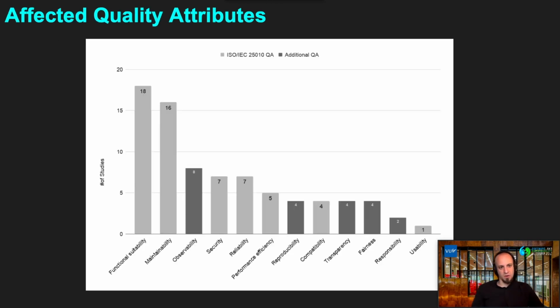Finally, we can have a look at the quality attributes which are affected by technical debt in AI-based systems. And here we see the most recurrent quality attribute is functional suitability, in particular if we consider the subcharacteristic of functional correctness. Then of course we have maintainability, with particular emphasis on modifiability, testability, and reusability. In our study we also identified additional quality attributes which are impacted by technical debt in AI-based systems, such as, for example, observability, reproducibility, transparency, and fairness.